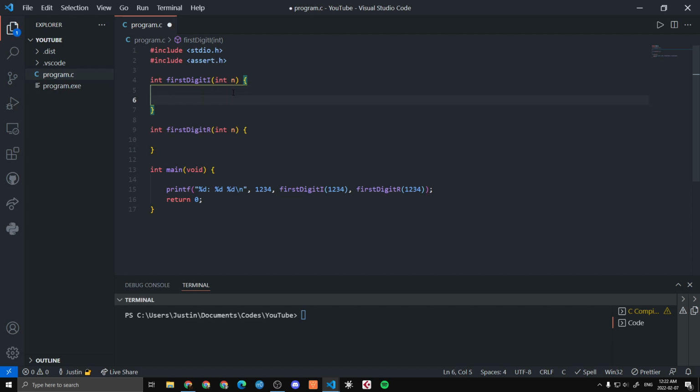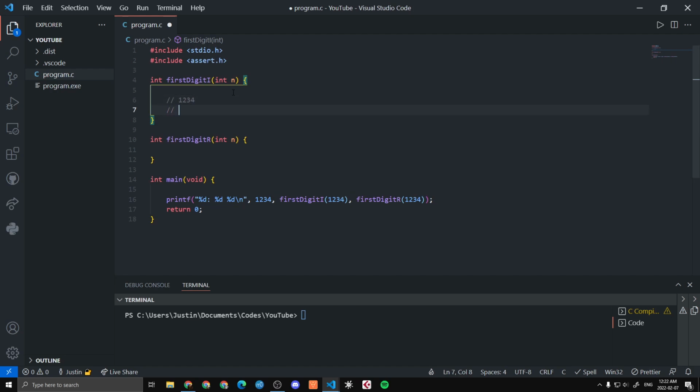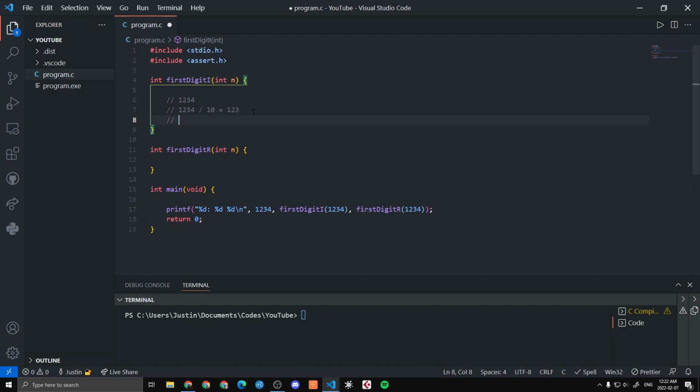As we know about integer division, if we start with the number 1234 and divide it by 10, we get 123 because the decimal is just dropped. It doesn't matter if the last digit is 9, it should technically round up to 124, but with integer division the last number just gets scrapped. So we can keep repeatedly dividing until we're left with one digit. If we divide by 10, we're left with 1, and that's it. And that's our first digit.